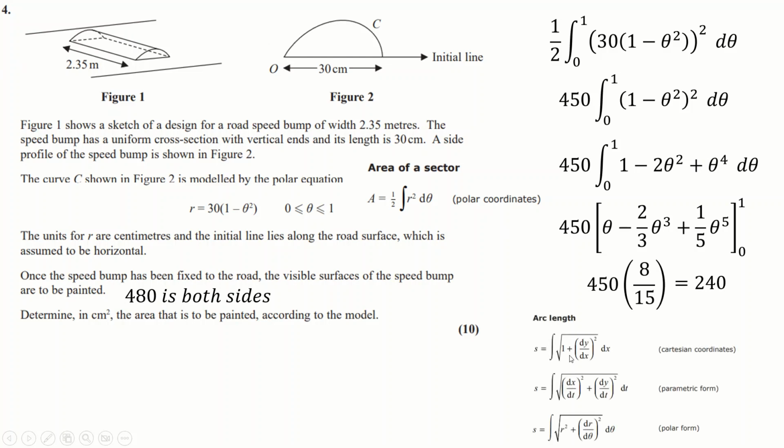So look in the formula book again. Polar form is this one down here, so this is what I'm going to need. So I'm going to need dr by d theta. Well, that's not hard to get, right? Just differentiate that with respect to theta. I also need to square that. Well, that's also not hard. That just makes that. And I also need r squared.